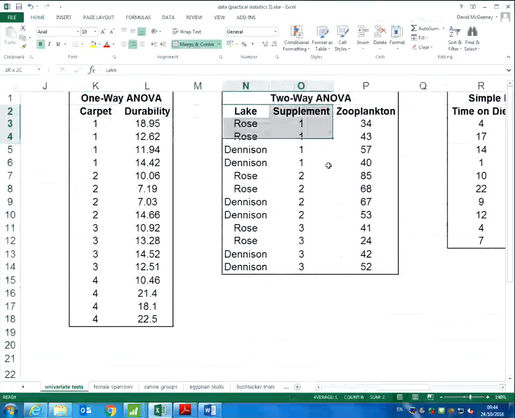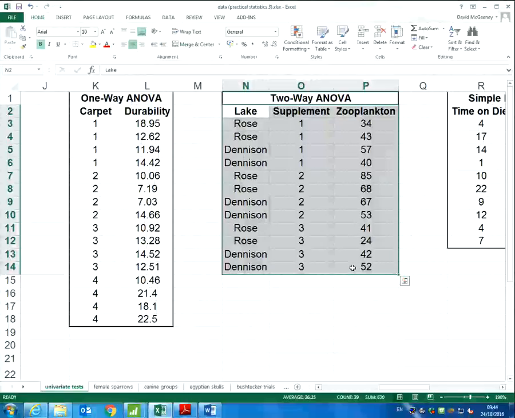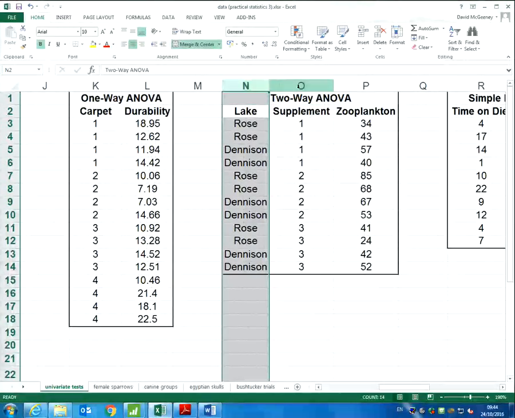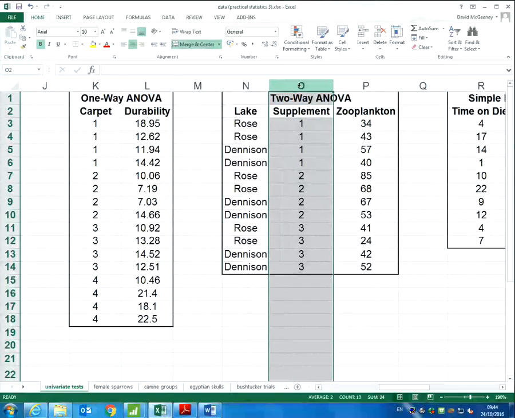Finally, I want you to imagine that you've got a biologist studying levels of zooplankton in different lakes when different supplements are added. So there's different lakes, there's different supplements, and the biologist is going to measure zooplankton. So how many factors has the biologist got? 2.